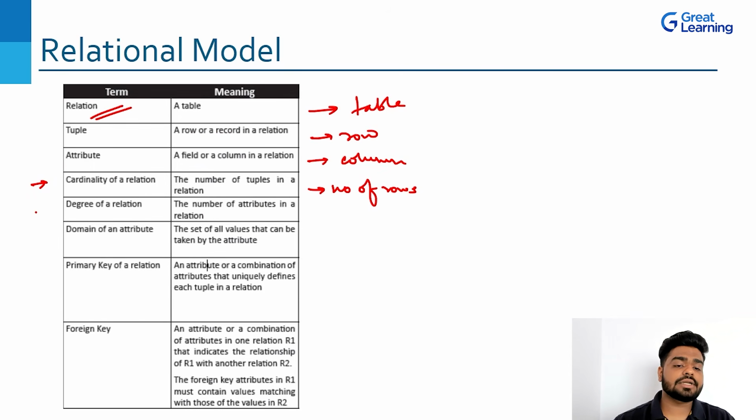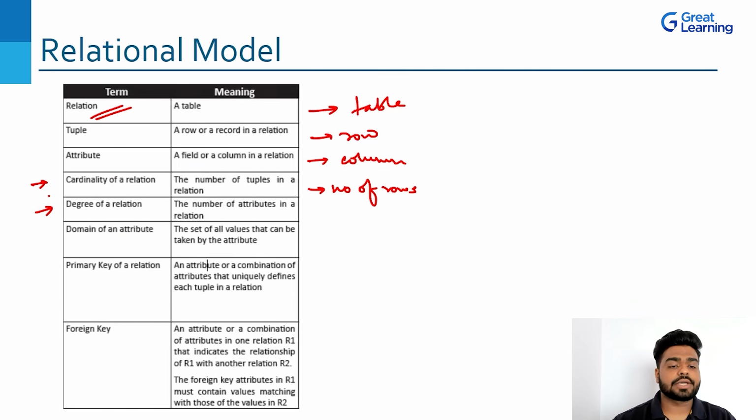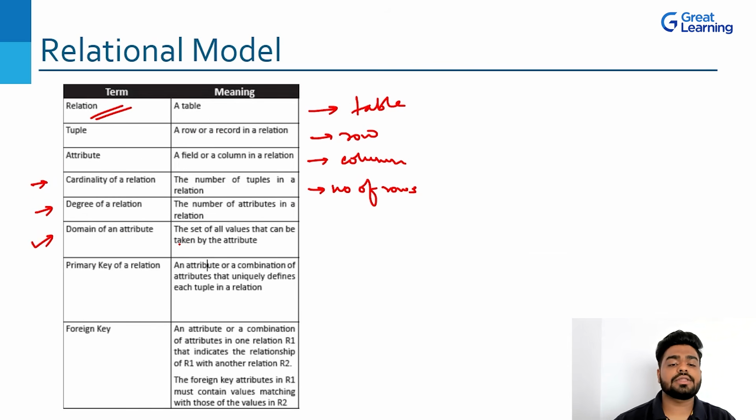The degree is nothing but the number of attributes. That means the number of columns or number of fields. So the degree for this relation is 2 because we only have 2 columns or 2 fields, which are country and capital. Okay, domain of an attribute is nothing but the values of an attribute. So if you look at this attribute country, Greece, Italy, USA, China, Japan, Australia, and France are nothing but the domain of an attribute. Okay, so these are the list or set of values, right?